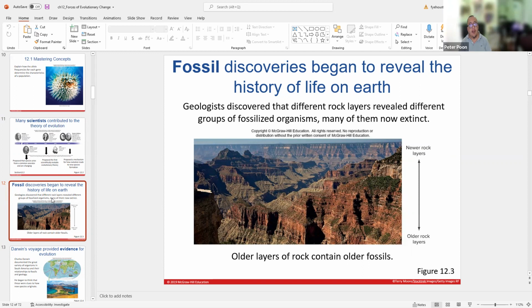Fossil discoveries began to reveal the history of life on Earth. Geologists discovered that different rock layers reveal different groups of fossilized organisms. Many of them are now extinct. In case you don't realize, this is the Grand Canyon. There are many, many layers of rock there, and each layer will have slightly different fossils. Most of them, especially the ones near the bottom, are completely extinct, and we don't see any of those animals around anymore.